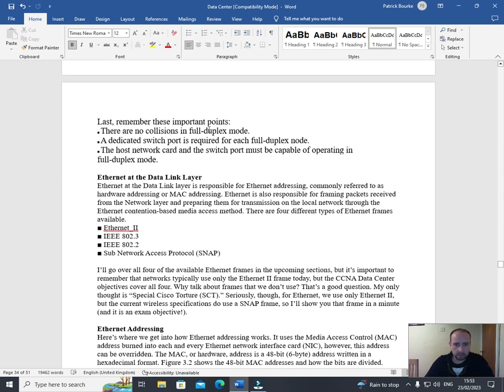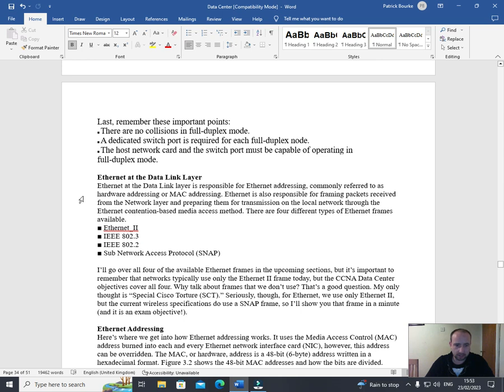Last, to remember these important points: there are no collisions in full duplex mode. A dedicated switch port is required for each full duplex mode. The network card and the switch port must be capable of operating in a full duplex mode.